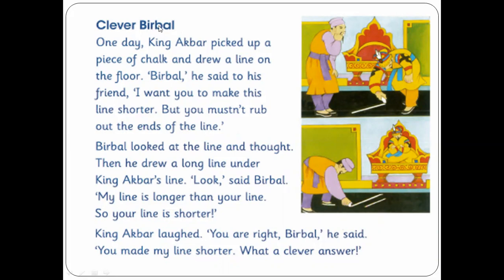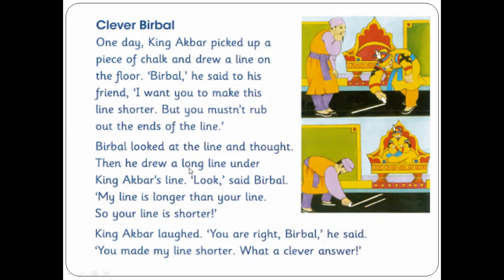Clever Birbal. One day, King Akbar picked up a piece of chalk and drew a line on the floor. Birbal, he said to his friend, I want you to make this line shorter, but you mustn't rub the end of the line. Birbal looked at the line and thought.